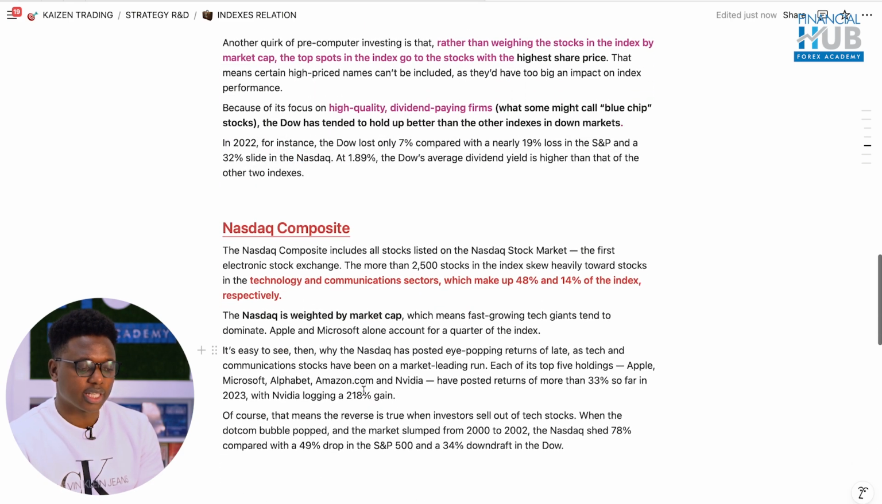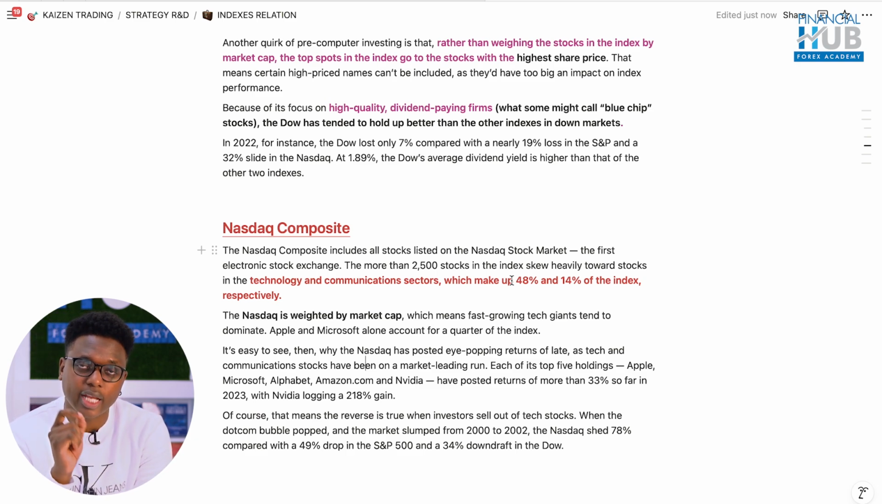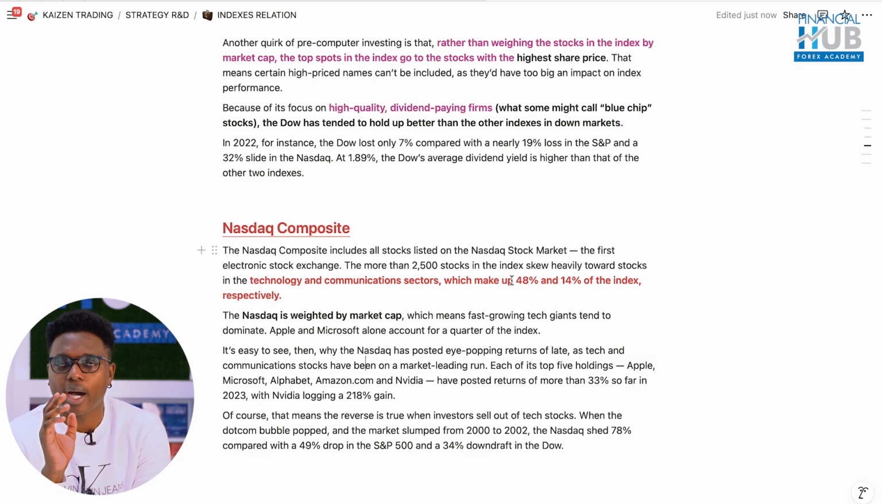And last but not least, the Nasdaq composite. The Nasdaq composite includes the Nasdaq Stock Exchange, the first electronic exchange. More than 2,500 stocks in the index skew heavily towards the technology and communication sectors, which make up 48% and 14% of the index respectively. Now, it is important for you to understand there's the Nasdaq Composite and there's the Nasdaq 100. What we trade is the Nasdaq 100, taking the top 100 tech and communications companies.